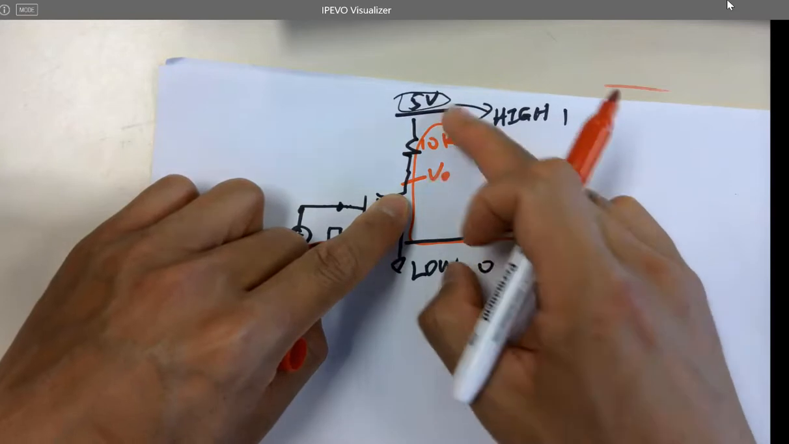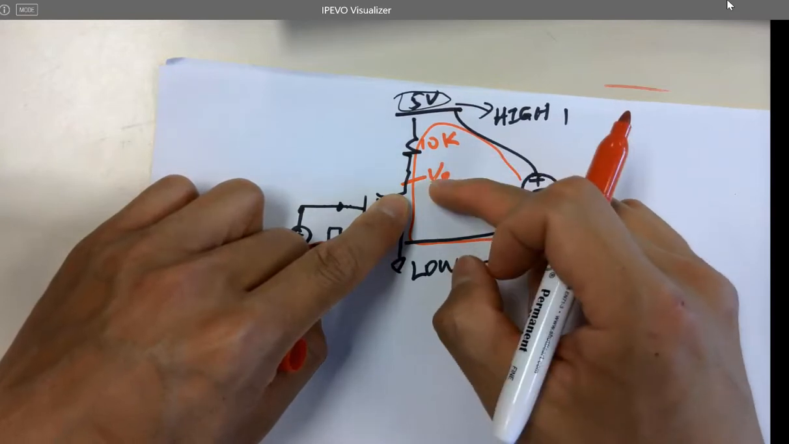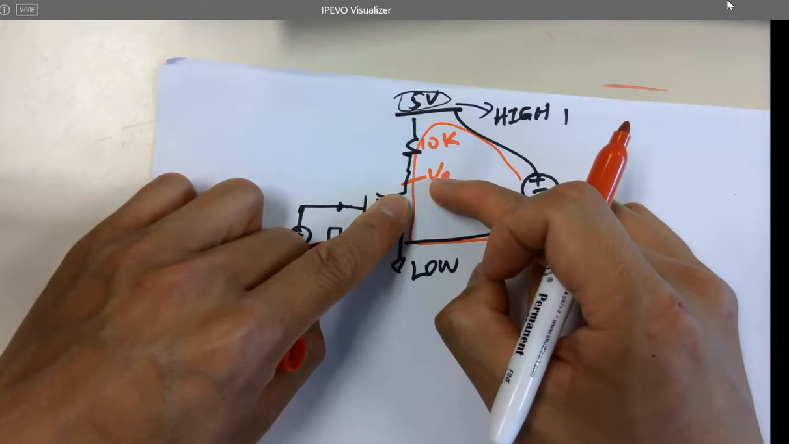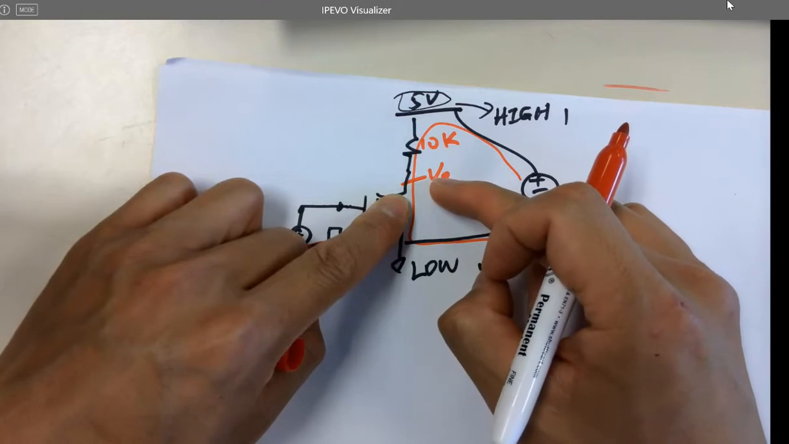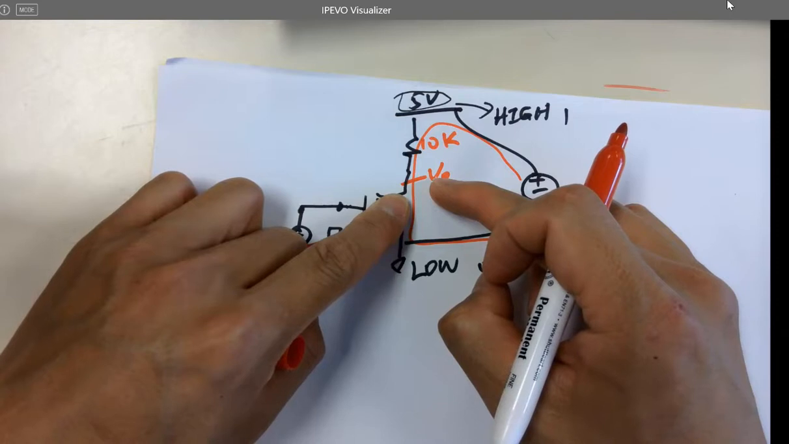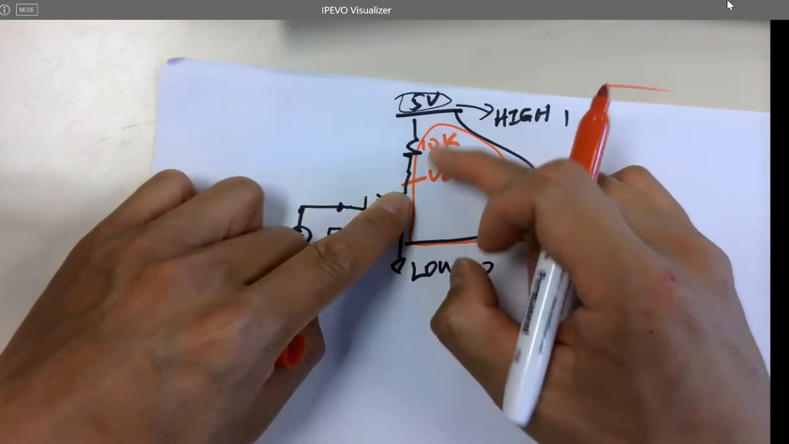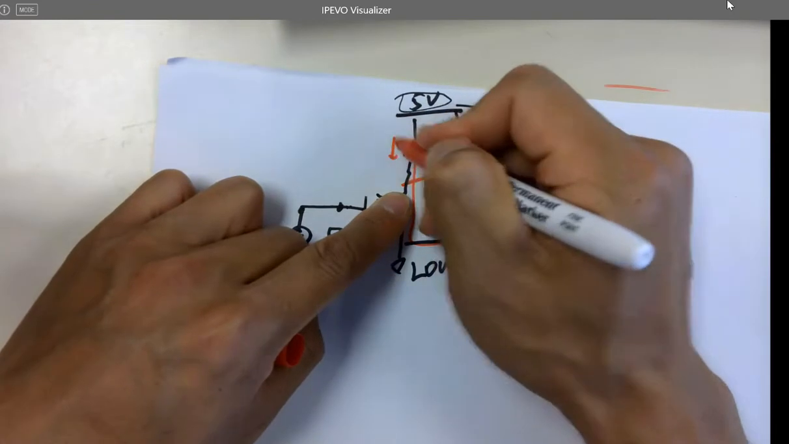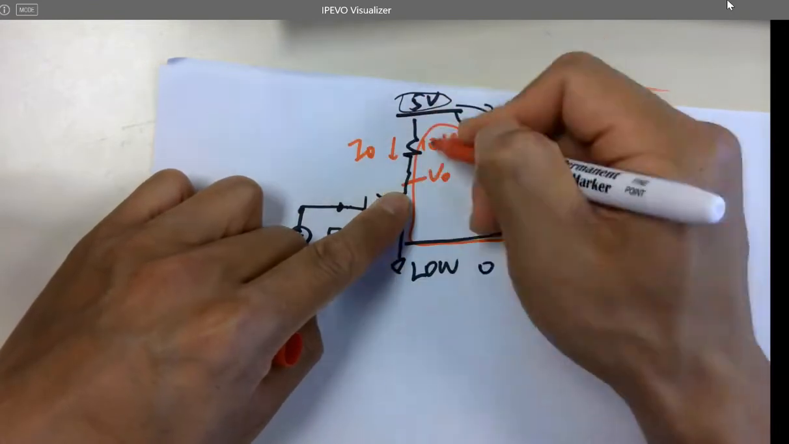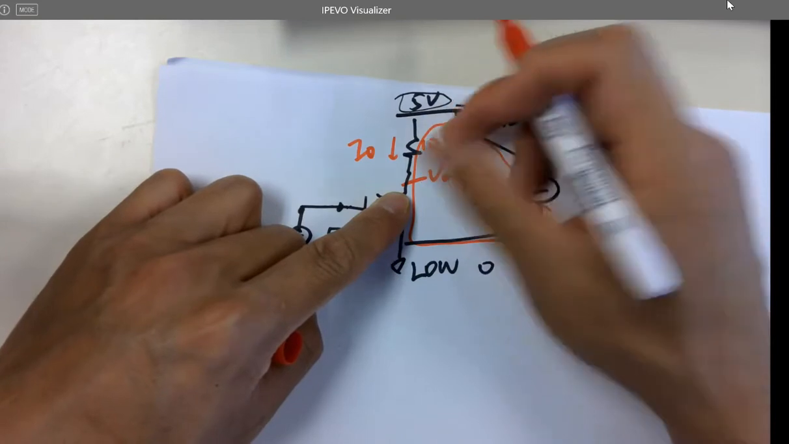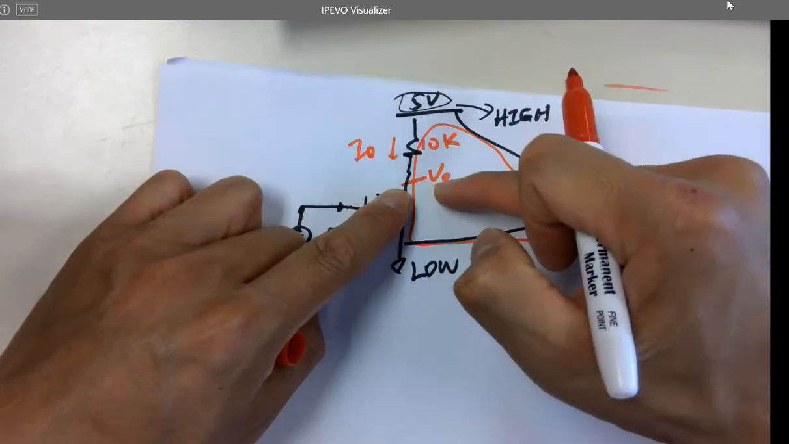Wait, this is very fundamental, okay? It's good you guys are here. So if there's no current, according to Ohm's law, I is 0, so what's the voltage drop? 0. No drop means what's the voltage here?